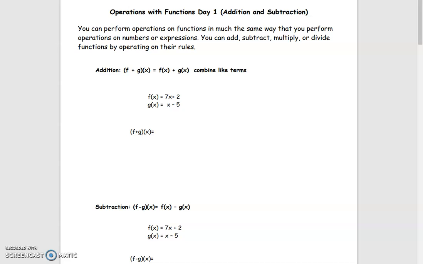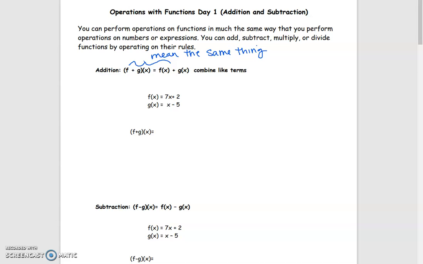So here we go. We're going to combine like terms when we add. So these mean the same thing, okay? If they give you something like f plus g of x, or if you have f of x plus g of x, it's the same thing. You're adding the two, okay?